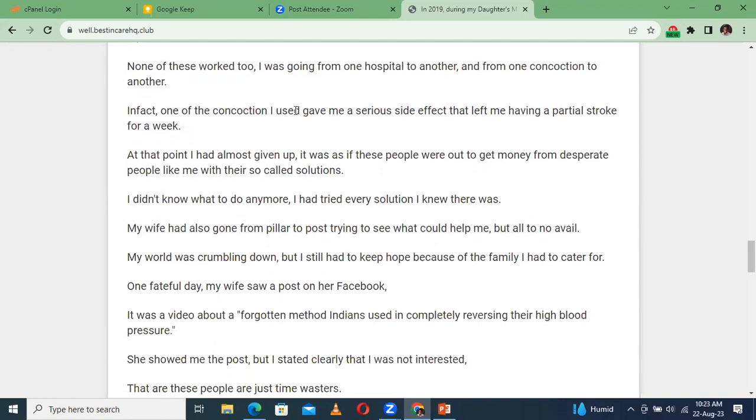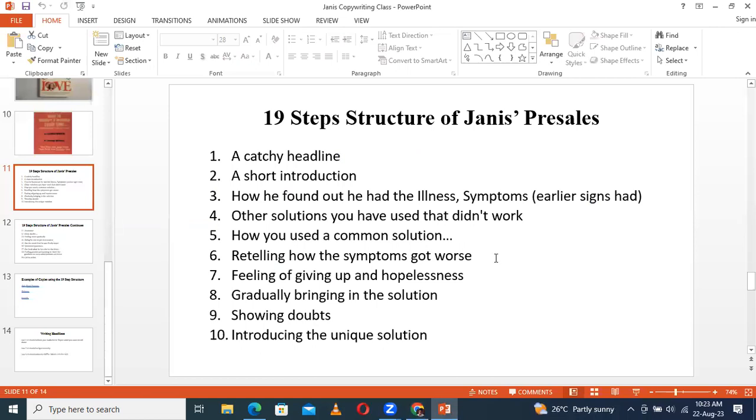One of the concussions I used gave me a serious side effect that left me having a partial stroke for a week. At that point, I had almost given up. It was as if these people were only out to get money from desperate people like me with their so-called solutions.